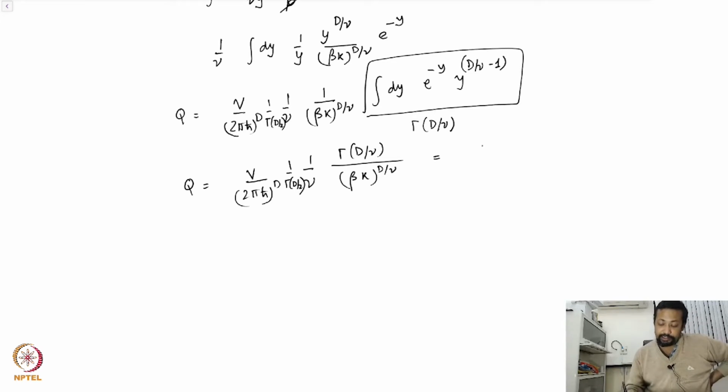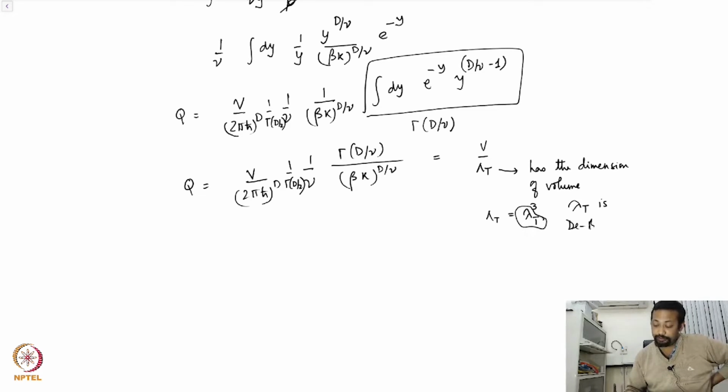Let me write this as V over lambda_T, where lambda_T, you see, has the dimension of volume. So I can write it in terms of lambda cubed T, and this quantity lambda_T is called the de Broglie wavelength.